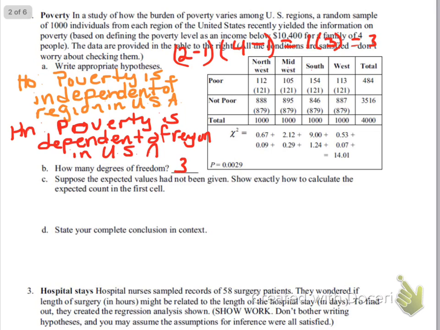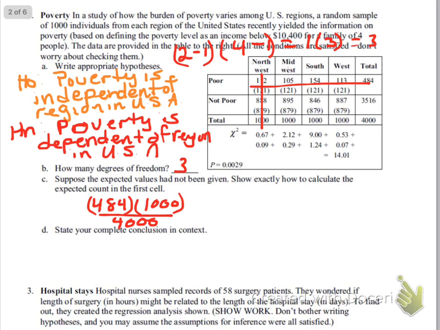Now it says, show how to get the expected values for the first cell. So that's going to be 484 times 1,000 divided by 4,000.